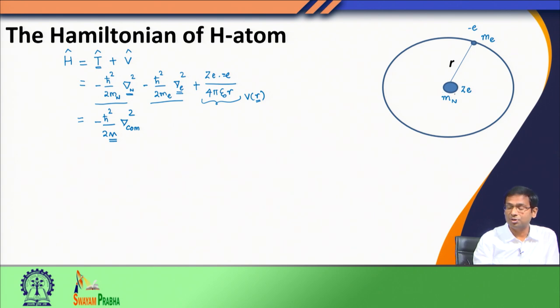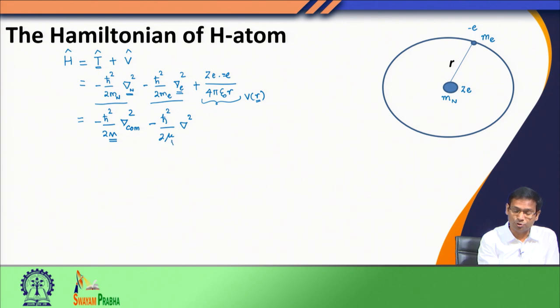Given the mass of the nucleus and the mass of the electron and their distance, I can define the center of mass, and this kinetic energy operator talks about the movement of the center of mass. The second term that we have is where mu is the reduced mass given by m 1 m 2 divided by m 1 plus m 2, here the mass of the nucleus multiplied by the mass of the electron divided by the sum of these two masses.